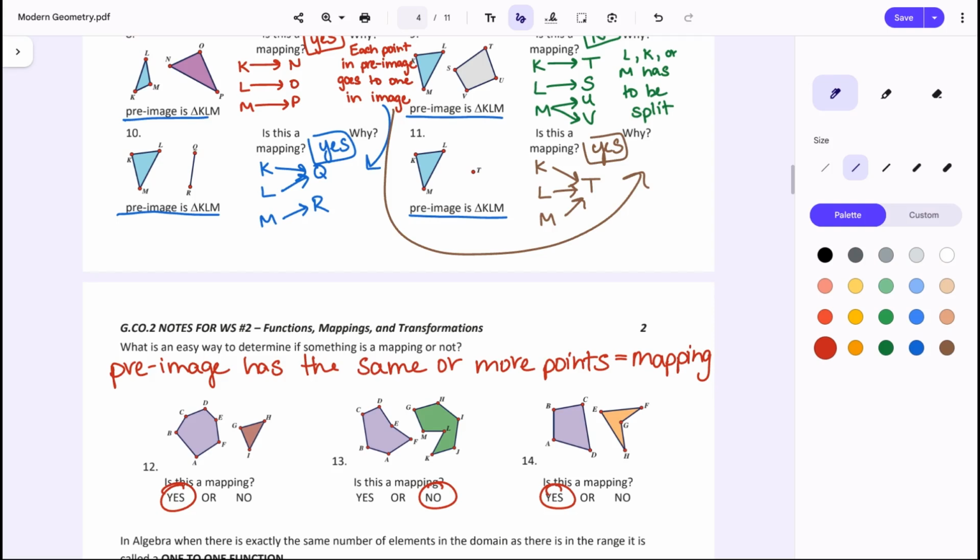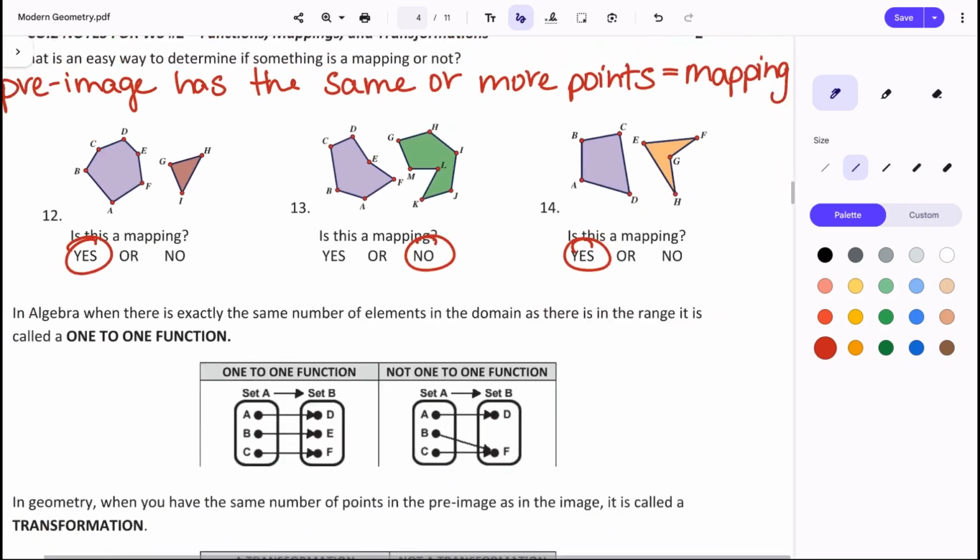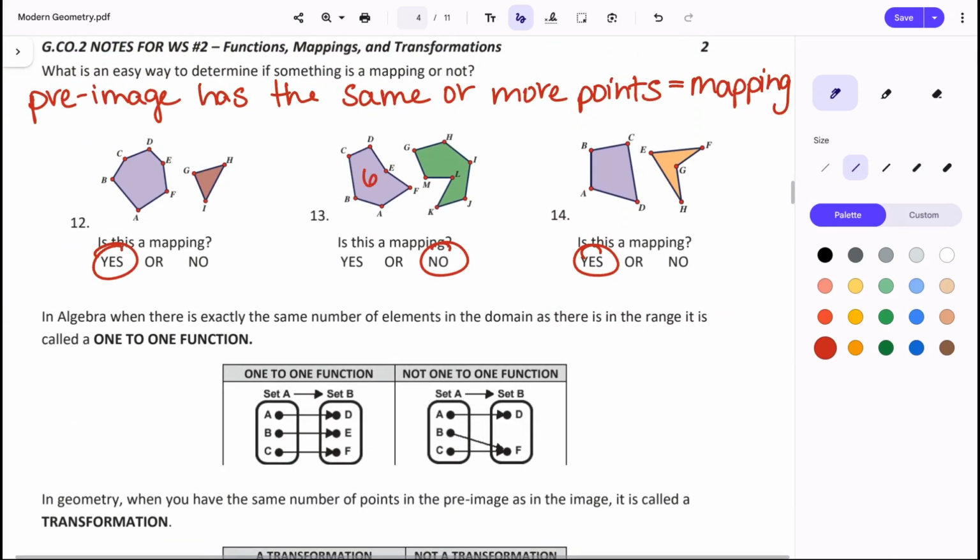So the reason why 13 was a no is because on the first one, the purple one, that has 6 points, and on the green one, there's 7. So one of the 6 is going to have to get split. Okay? Questions on that?